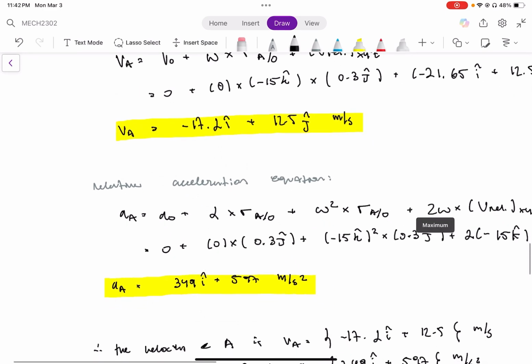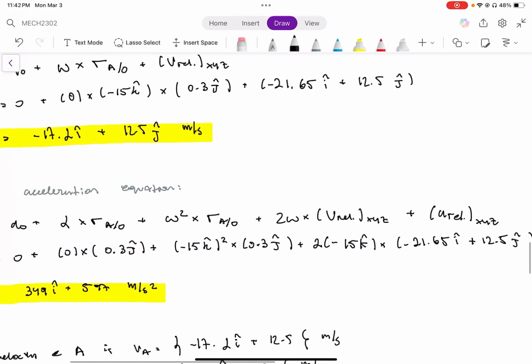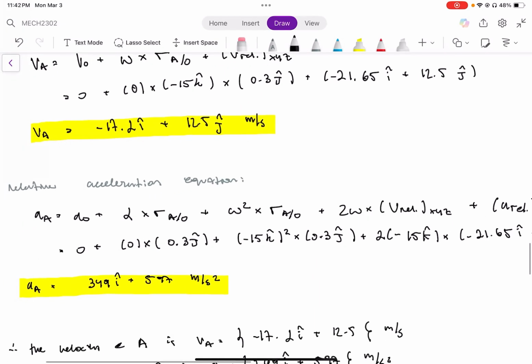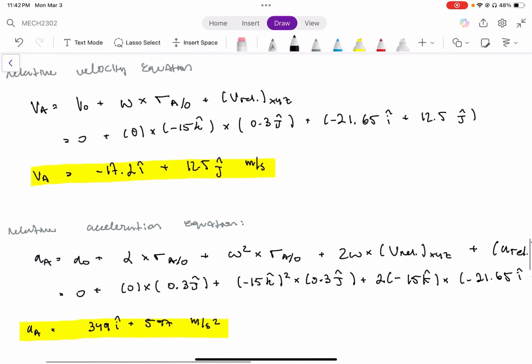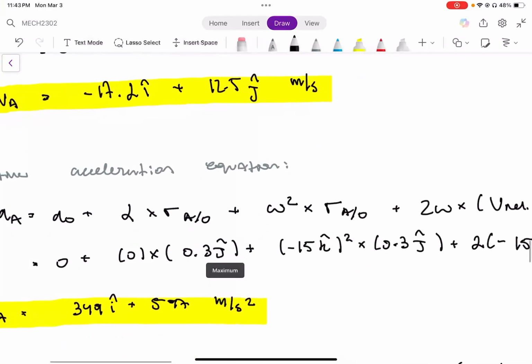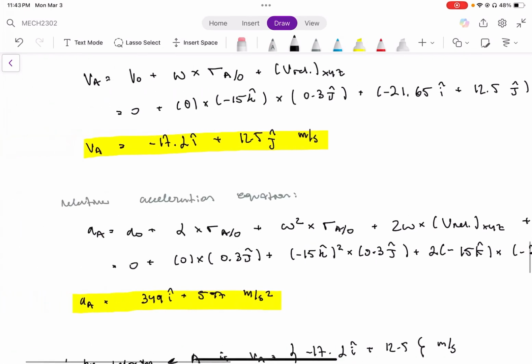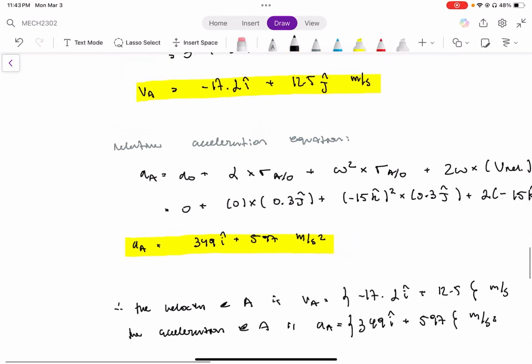The relative acceleration equation is given by this formula right here. Then we plug in all the known values, given that the angular acceleration is 0. We compute all the cross products and additions, and we eventually get that the acceleration at A equals 349i plus 597j meters per second squared.